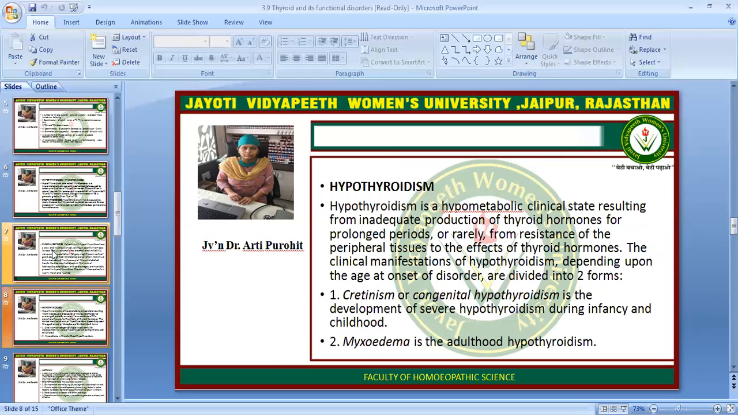Now, hypothyroidism. Hypothyroidism is a hypometabolic clinical state resulting from inadequate production of thyroid hormone for prolonged period, or rarely from resistance of the peripheral tissue to the effect of thyroid hormone. The clinical manifestations of hypothyroidism, depending upon the age of onset of disorder, are divided into two forms. First is cretinism, or congenital hypothyroidism, a development of severe hypothyroidism during infancy and childhood. Second is myxedema, the adulthood hypothyroidism.